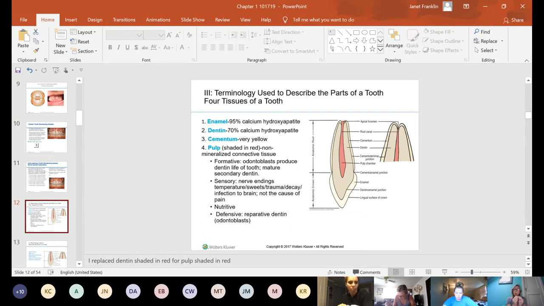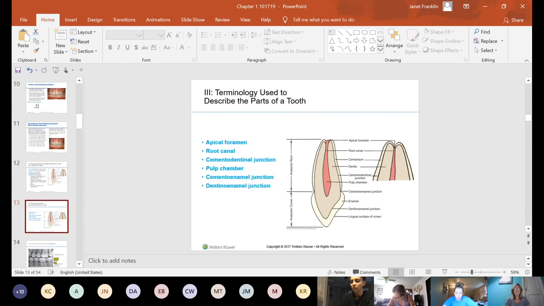A foramen is a hole. And so the apical foramen is the hole at the end of the root. That allows blood supply and nerve supply to the tooth. So that's what gives the tooth its life or its vitality. It goes in and out of the pulp, so it's not completely sealed closed. And this next slide, slide 13, is a picture of the apical foramen.